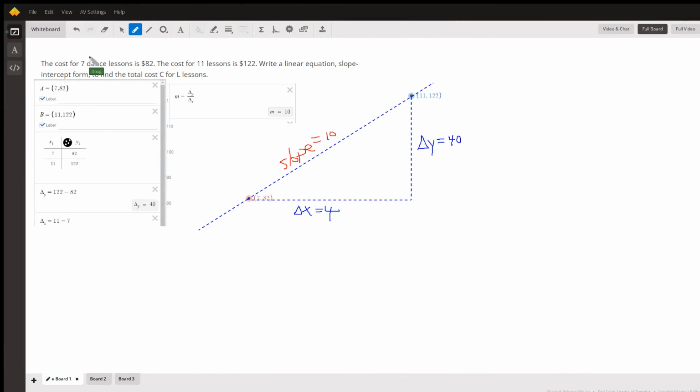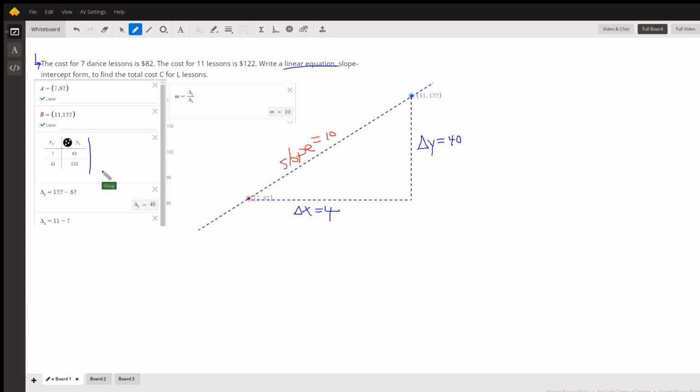Okay, you're told in the given information that the relationship between cost and number of dance lessons is linear. So you can think of this as the given information giving you two ordered pairs. When x is 7, y is 82. When x is 11, y is 122.